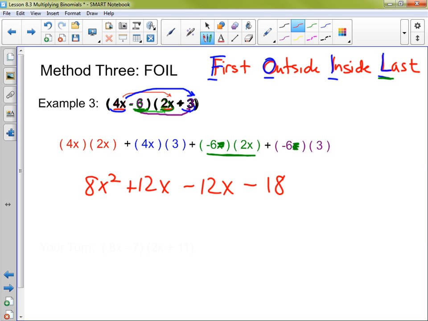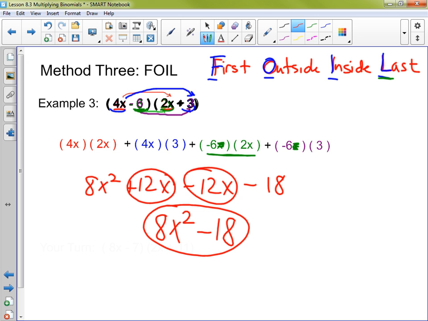Then you look at your expression and you want to add any like terms. And what you see in the middle is a positive 12x and a negative 12x. 12x minus 12x is 0, so those cancel out, and you're left with 8x squared minus 18.